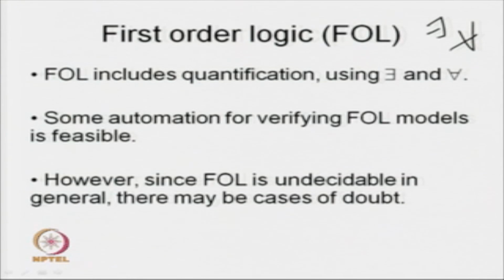Secondly, we are having one issue: since FOL is undecidable, we have said in general there may be cases of doubt. So, when you use first order logic for reasoning about a system, after doing it we may have some doubt in some cases, because it is undecidable. For that, manual intervention is required, and in this case some automation for verifying FOL models is feasible, but not always true. So, automation is not possible for all cases, but sometimes we may get automation also. That means manual intervention is always required when you go for first order logic or higher order logic.